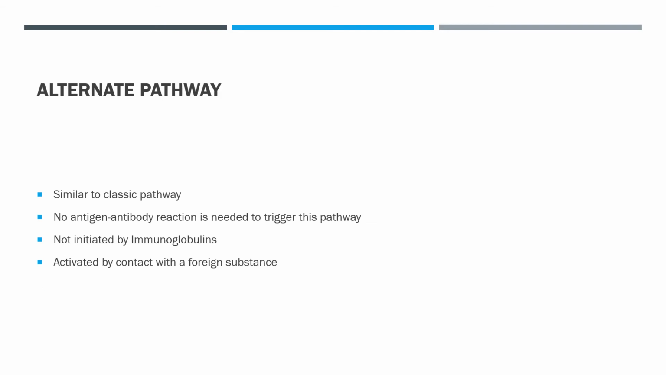The alternate pathway used to be known as the Properdin Pathway because it was named after a protein once thought to be the first functional unit of the pathway. This is also known as factor P, the Properdin Pathway. It is similar to the classic pathway, except there is no antigen or antibody reaction that is necessary to trigger this pathway. It's not initiated by immunoglobulins. It's always operating at a low level like a car engine idling. But the alternate pathway is activated by contact with a foreign substance like the coating of a microorganism.